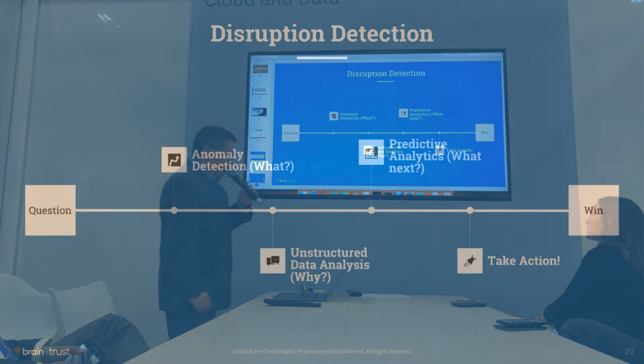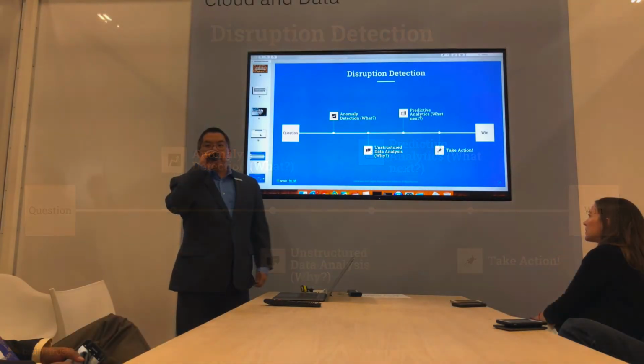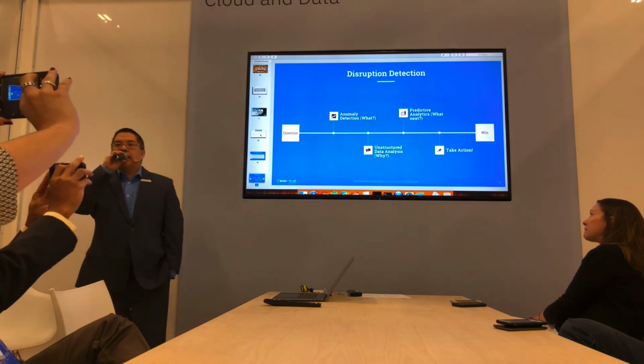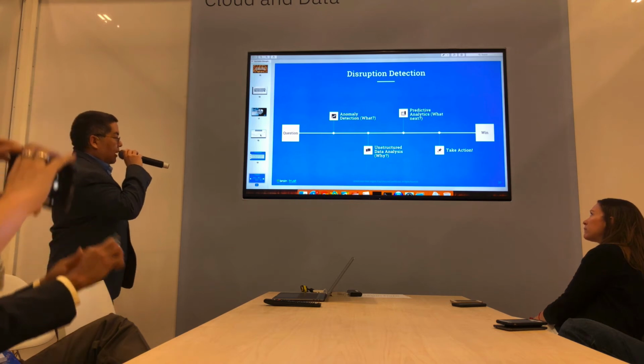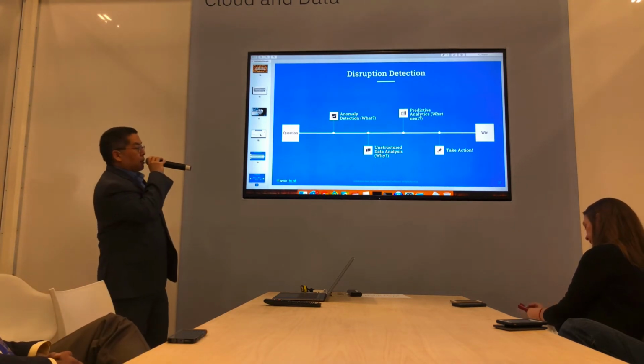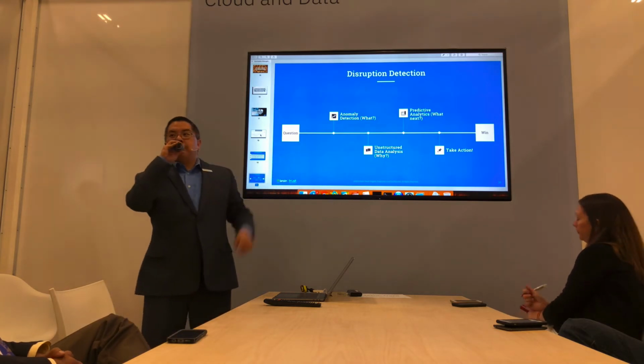In terms of order, when do you do these things? You start with a question of some kind, like, hey, what happened? You begin with anomaly detection. What in your data has gone wrong? From there, you do your unstructured analysis. Why did those things happen? And then you do your predictive analytics. What happens next? Then you do something with your data.